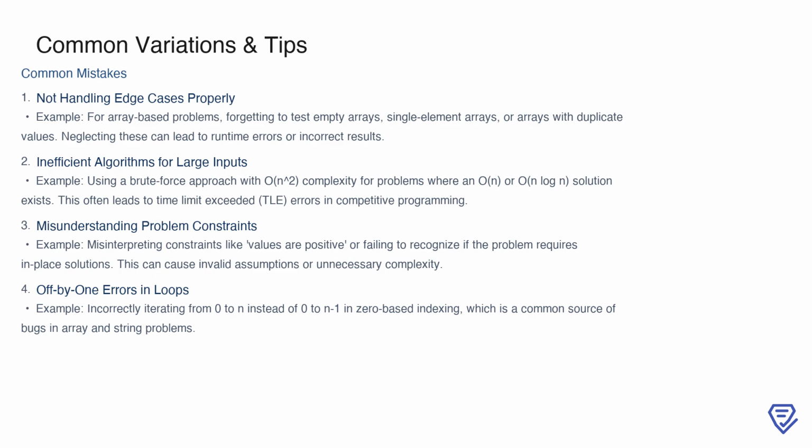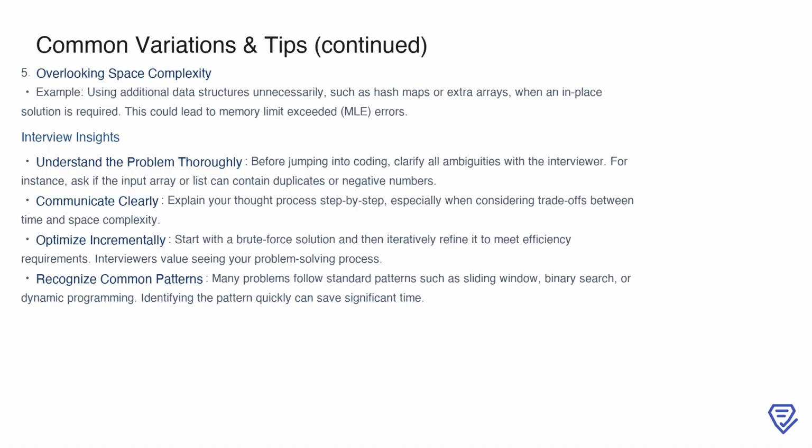Finally, off-by-one errors in loops are a classic source of bugs, such as iterating from 0 to n instead of 0 to n-1 in zero-based indexing. These are subtle mistakes but can have a big impact on your solution's correctness. Overlooking space complexity is another error to avoid. For example, using additional data structures like hash maps or extra arrays when an in-place solution is required can lead to memory limit exceeded errors.